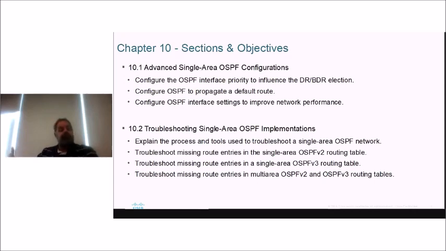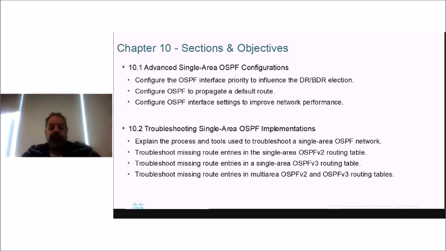And so, we're going to look at configuring a way to influence the DR/BDR election on multi-access networks, so you can actually choose which routers will typically be DR and BDR. We'll also look at propagating a default route, and at interface settings like the hello and hold times to tune the network performance, basically.